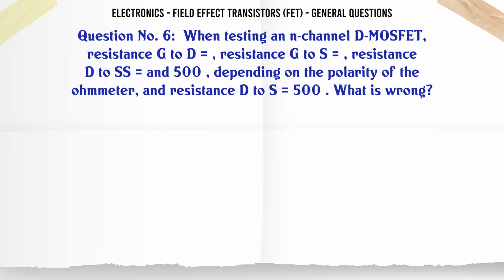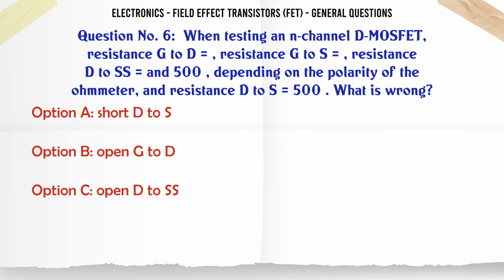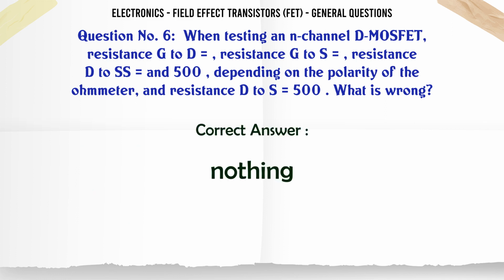When testing an N-channel D-MOSFET, resistance G to D, resistance G to S, and resistance D to SS are 500 depending on the polarity of the ohmmeter, and resistance D to S is 500. What is wrong? A. short D to S, B. open G to D, C. open D to SS, D. nothing. The correct answer is nothing.